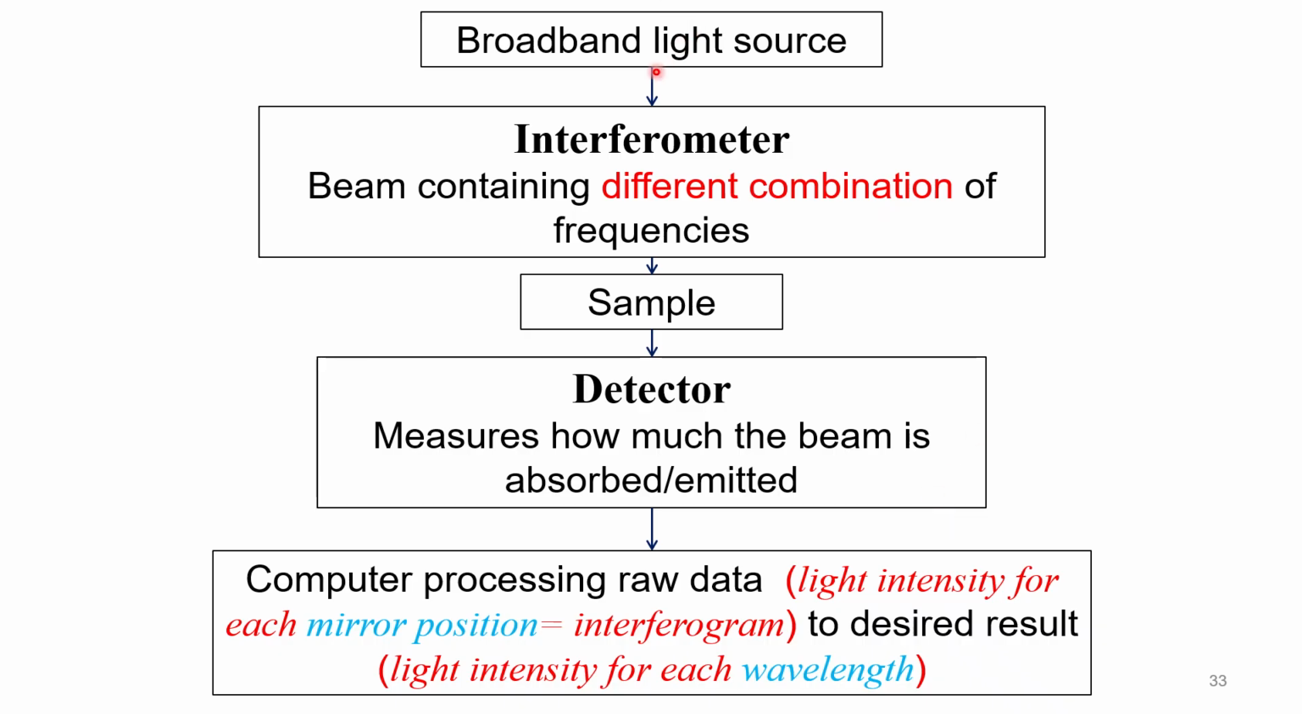We have the light source, which shines the light to the interferometer, which consists of the beam splitter and also the movable mirror as well as the fixed mirror. So the radiations will recombine at the beam splitter and interfere with one another to result in radiations which can be directed to the sample. The sample will absorb the radiations, and those which are not absorbed will be transmitted to the detector. The detector will measure how much of the beam is absorbed or emitted. And this data will be processed by the computer to the desired results, which is the spectrum that we obtain.